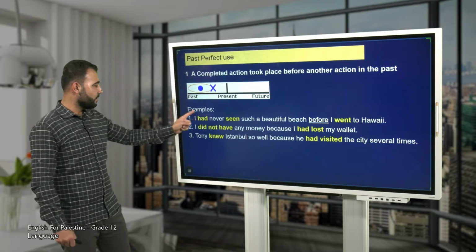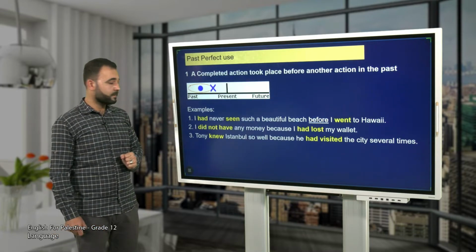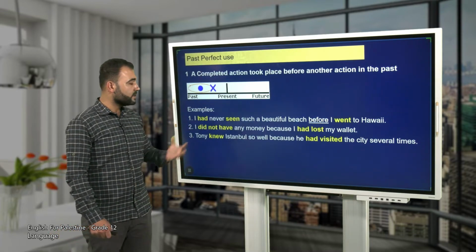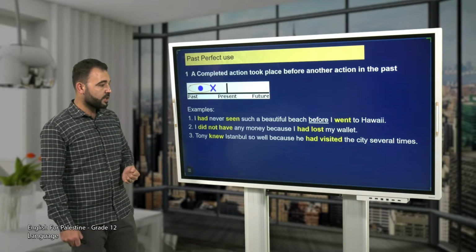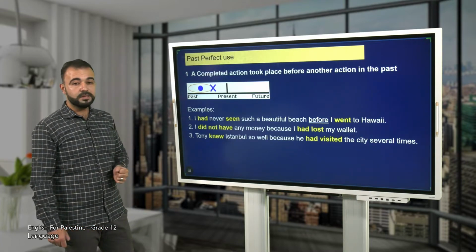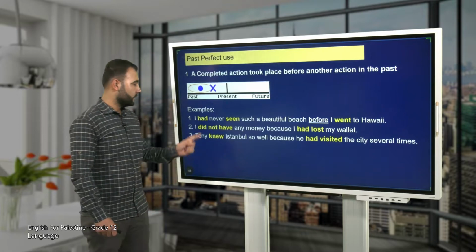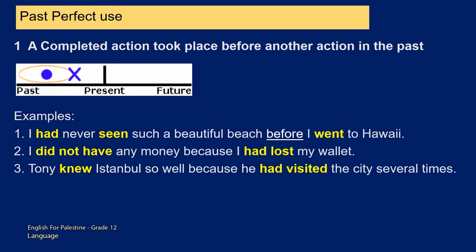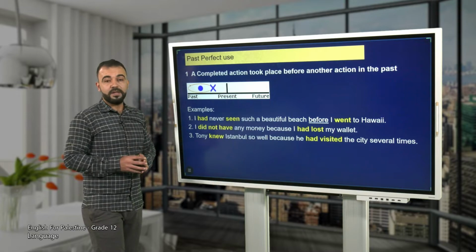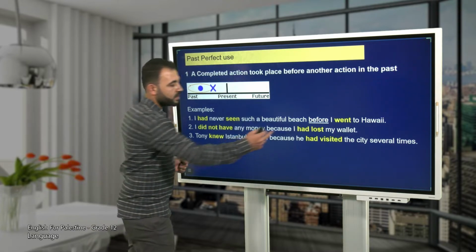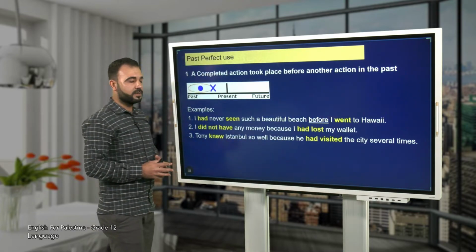As you see, the examples here. Number 1, I had never seen such a beautiful beach before I went to Hawaii. Had never seen before I went. So the first action, I hadn't seen, okay? But the second action is went to Hawaii.